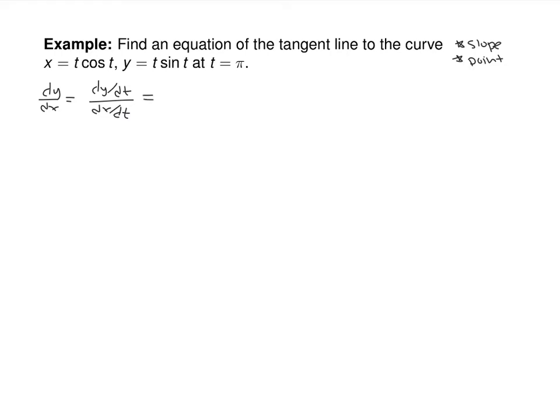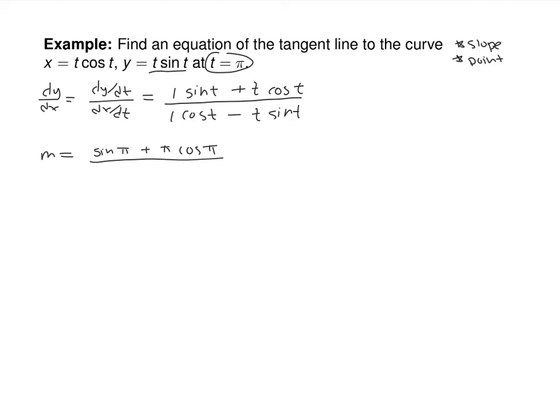So now don't forget about your calculus 1. You've got to remember that there's this thing called the product rule. The derivative of t sine t will be 1 sine t plus t cosine t. The derivative of t cosine t will be 1 cosine t minus t sine t. The slope we will find by inputting pi. So m is sine pi plus pi cosine pi over cosine of pi minus pi sine pi. Okay, so sine of pi is 0, cosine of pi is -1, minus pi times 0. So it looks like my slope is pi.